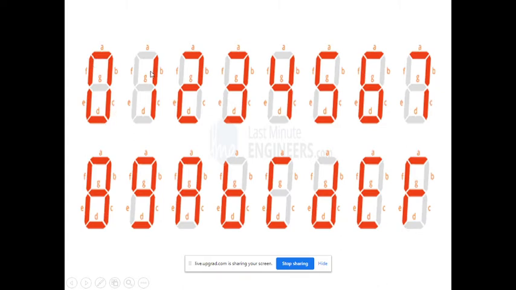When only B and C are on and all others are off, in that situation we are observing 1 on a 7 segment display. When we want to display 2 on the 7 segment display, in that case F, C and H are off and all others are on. At that time we are getting 2 on the 7 segment display. In this fashion we are getting numbers on the 7 segment display.